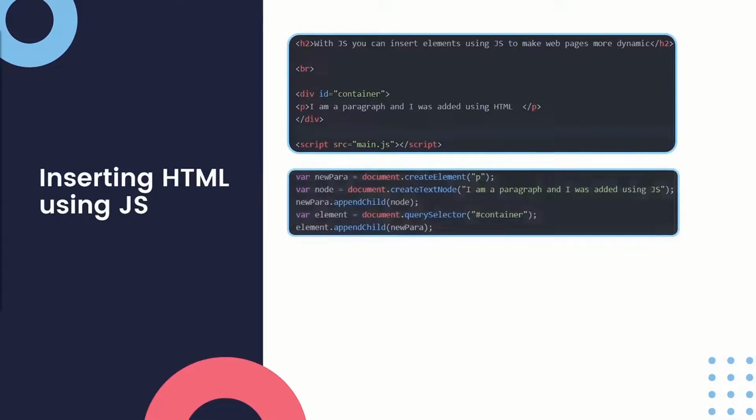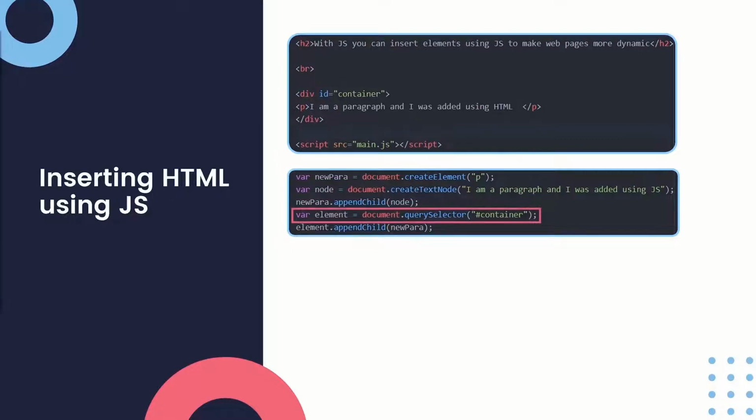In our example over here, we've got both our HTML code as well as our JavaScript code. In our HTML code, we embed a paragraph tag that reads, I am a paragraph, and I was added using HTML. Now, if we move over to our JavaScript code, we are creating this new variable called newPara for new paragraph. We then call document.createElement and pass a string of p, and this line of code just creates a new paragraph element in JavaScript. We then create another new variable called node and call createTextNode on the document and pass a value, I am a paragraph and I was added using JavaScript. After which we call the appendChild method on the node that we just created earlier.